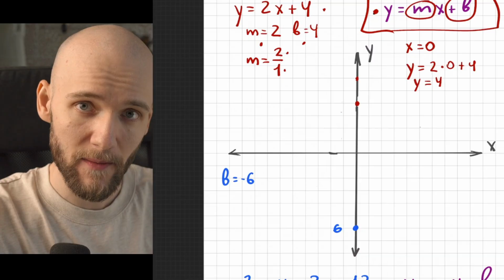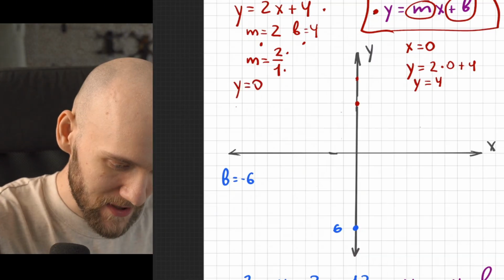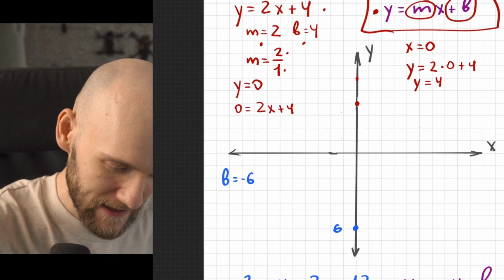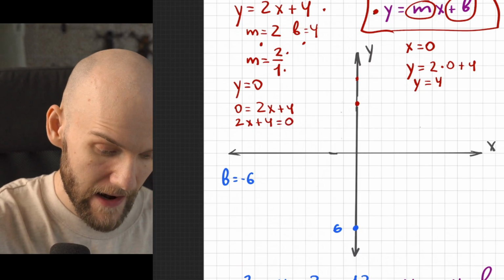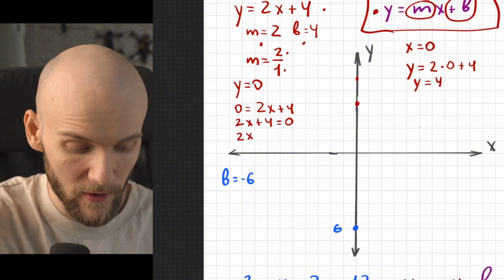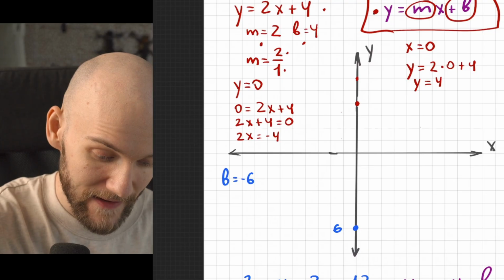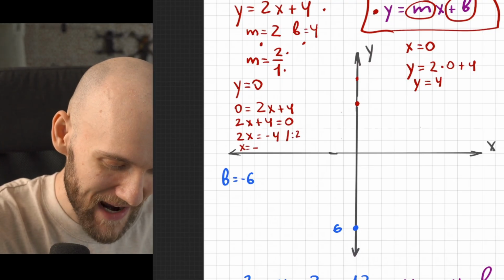So let's do the same thing with our more simple one. Let's set y at 0. So it's just 0 equals 2x plus 4. Let's switch places just so it looks a bit easier. And we subtract 4 from both sides, we get 2x plus 4 minus 4, which is just 2x, equals minus 4. Then we divide it by 2, and our x equals minus 2.